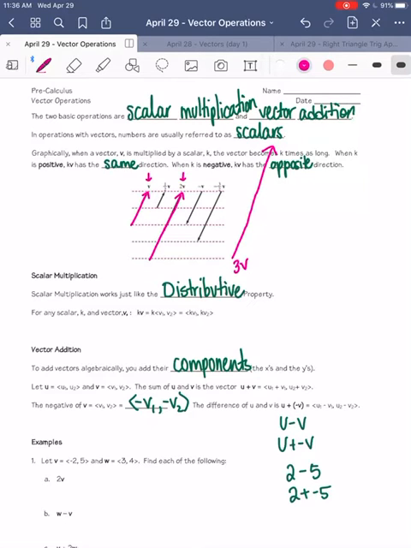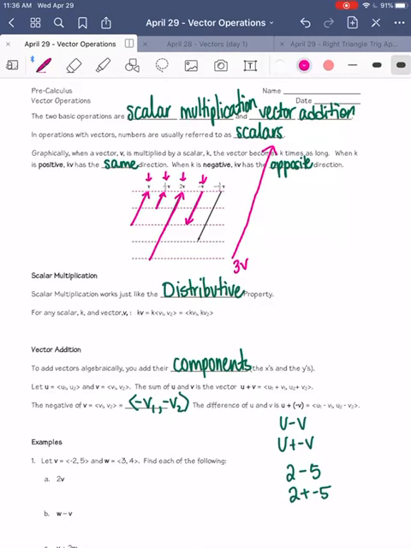Now, what happens with the other one? This one right here says half v. Basically it's going in the same direction, it's just half as long. Now, what do you notice about negative v? It hasn't changed length at all, it has just changed direction. So that's what this is saying in the next little blurb.